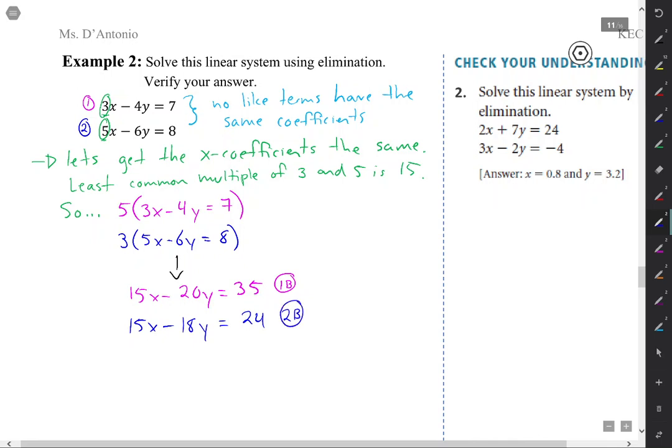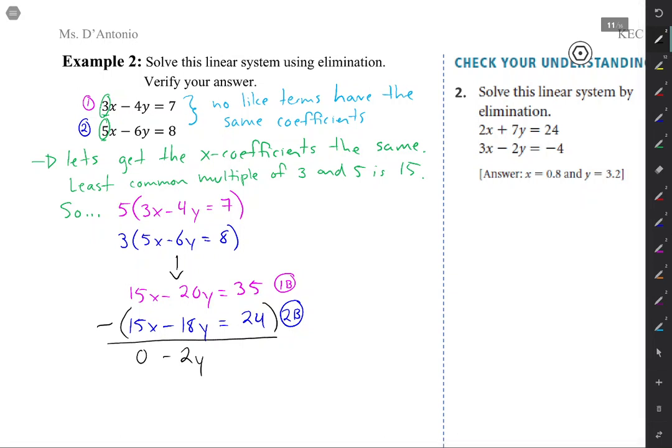So now we have the same coefficient in front of one of the variables, in front of the x's. So now we are going to eliminate that variable. In order to eliminate it, we would have to do 15x minus 15x. So we are going to subtract these two equations. So 15x minus 15x is 0. Then we have negative 20y minus 18y. So careful, there is a double negative there. So we would have minus 2y after we do that double negative, because that would become minus 20y plus 18y. And then we have 35 minus 24. So that would be 11.